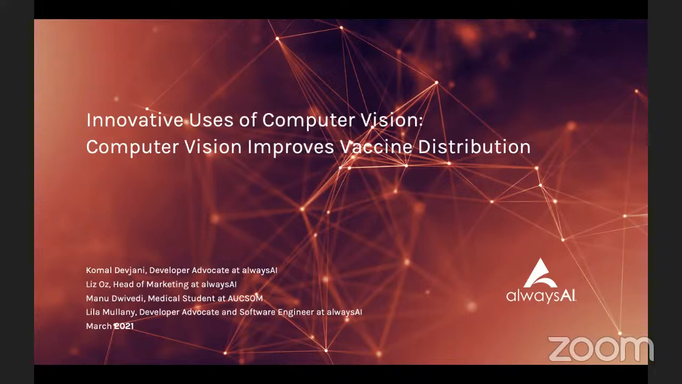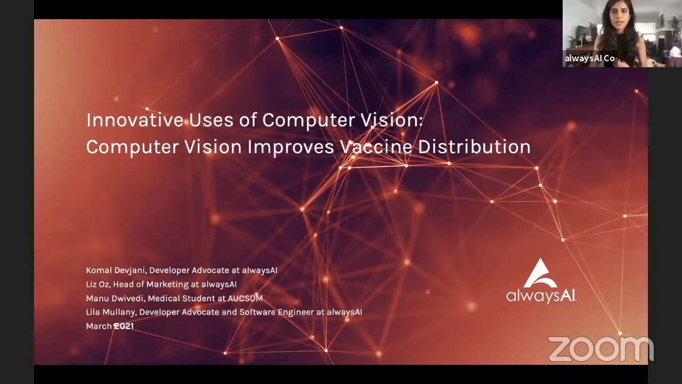So I'm Komal Devjani. I'm a developer advocate at alwaysAI, and today I'm joined by Liz Oz, who's the head of marketing at alwaysAI. She's going to be addressing some of the statistics relating to the coronavirus, as well as the vaccination numbers. And then we have a very special guest here today with us, Manu Dwivedi, who is a med student at AUC School of Medicine. Manu is going to be showing from her perspective what the process of vaccine distribution looks like as a volunteer, what it might be like as a patient to get their vaccine. And she'll be addressing some of the key roadblocks and problem areas where computer vision can potentially come and help.